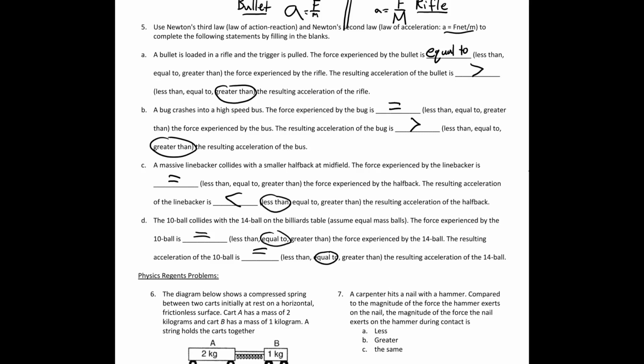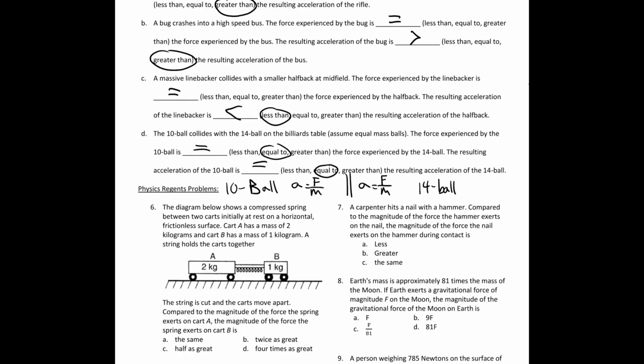Because, again, we could do the same thing. We could do the 10 ball, and we could do the 14 ball. Same force over, they're equal in mass. So that will give you an equal acceleration, it's like a ratio to find this acceleration. Newton's second law, very good.